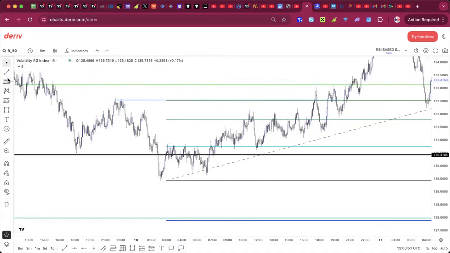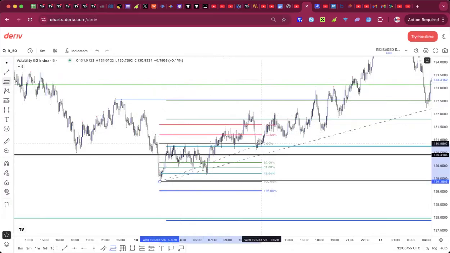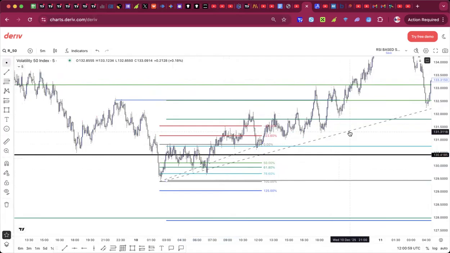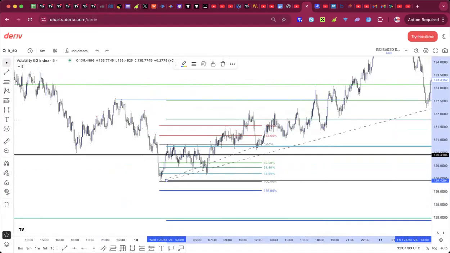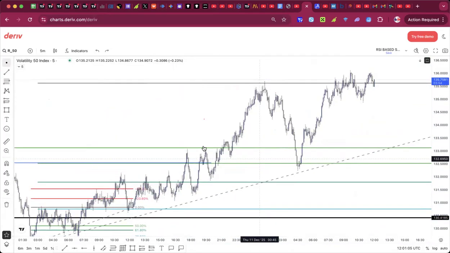Most people will find a trade here, but I don't like drawing this without a break of structure. I love a structural break. This person will find a trade here, but let's focus on what matters to you here.